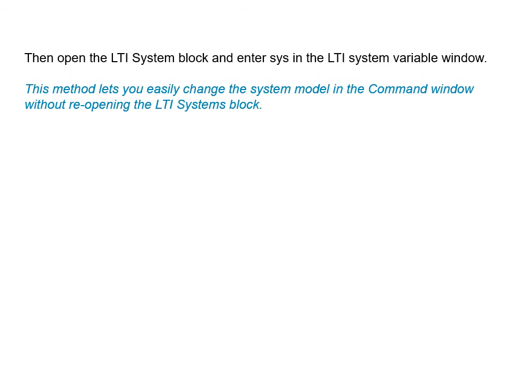So now we can go back into our LTI system block now that we have that already programmed in and enter SYS into the LTI system variable window. So this method is going to allow you to easily change the system model in the command window without having to reopen our LTI system block. So we can just go in and change that if we need to change our parameters under those values.